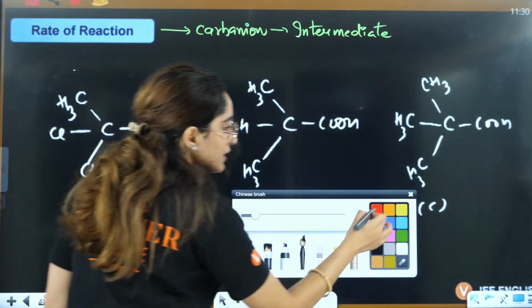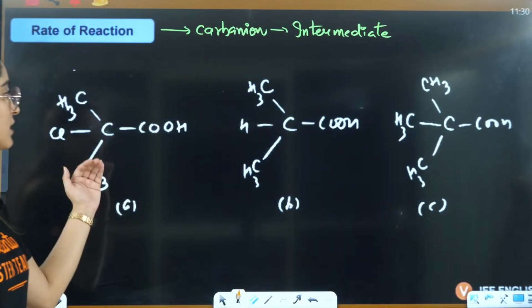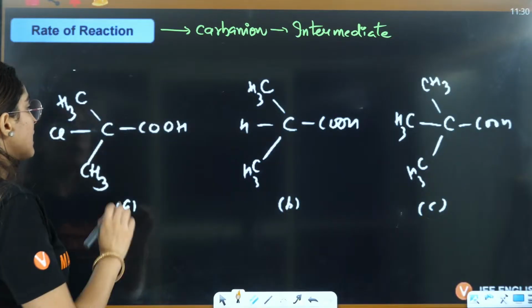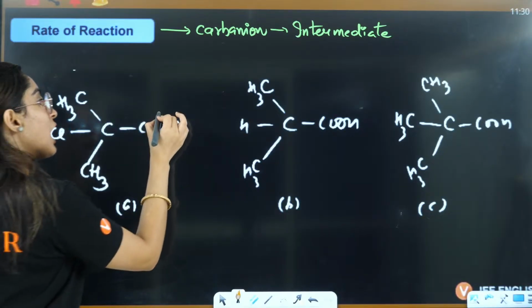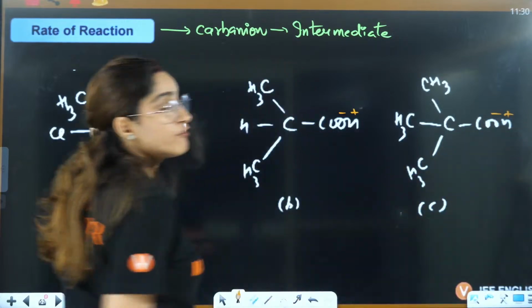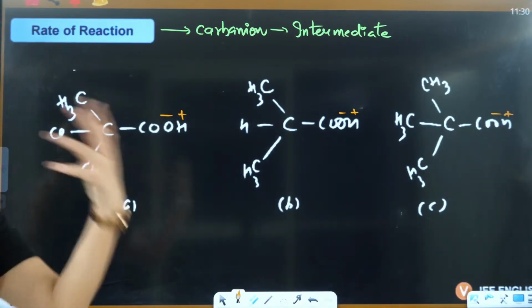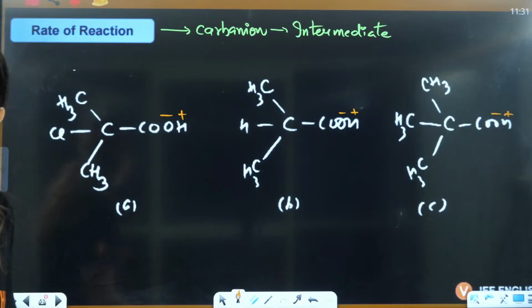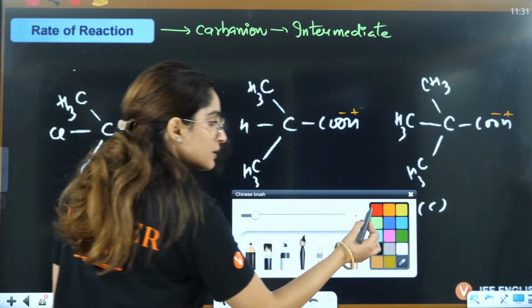If carbocation is the intermediate, right? This is A, this is B, this is C. Now you have to select which carbocation is most stable. That will give maximum rate. The more stable the intermediate, the faster the reaction will be. You have to tell the stability of the intermediate.